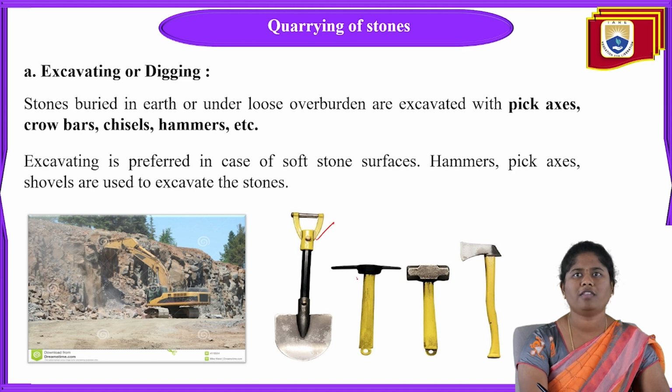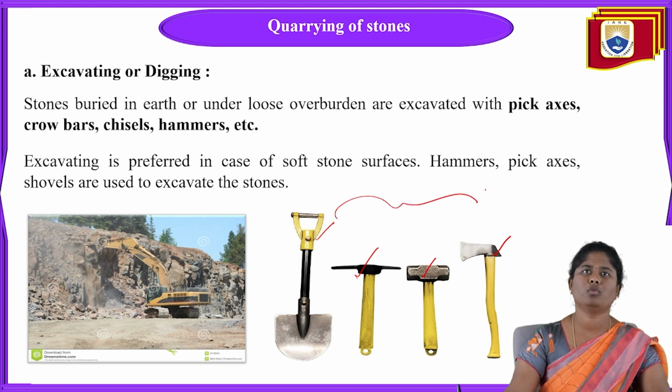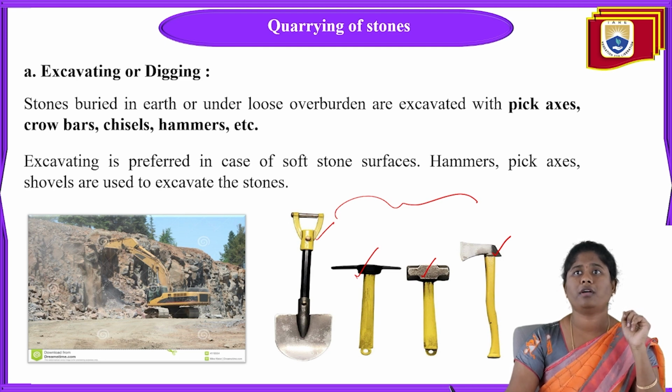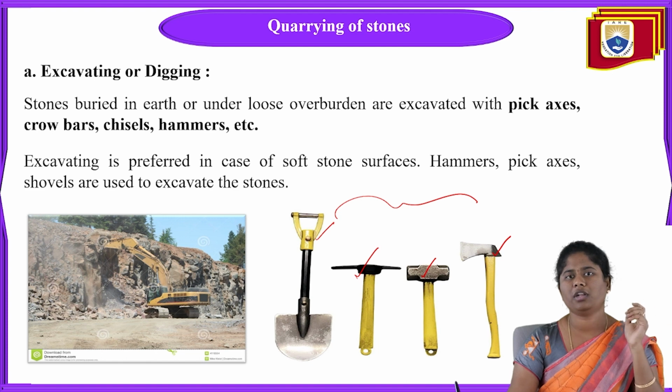This one is a shovel, this one is a pickaxe, this one is a hammer, and this one is an axe. By using these tools only, we are going to do this excavating process. Excavating is preferred only for soft stone surfaces, like laterite. Laterite is nothing but a clay rock that is very soft in nature, so we can easily extract laterite stone by using these hand tools.